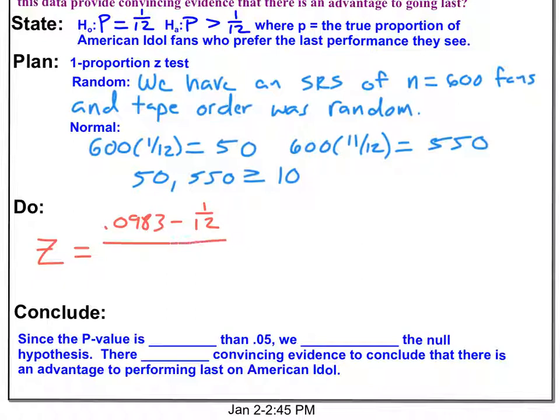I'll subtract my parameter, and this is over 1/12 times 11/12 over 600. This is where the calculator feature would come in. You could number crunch that, but we typically won't, because the test feature will give you that.